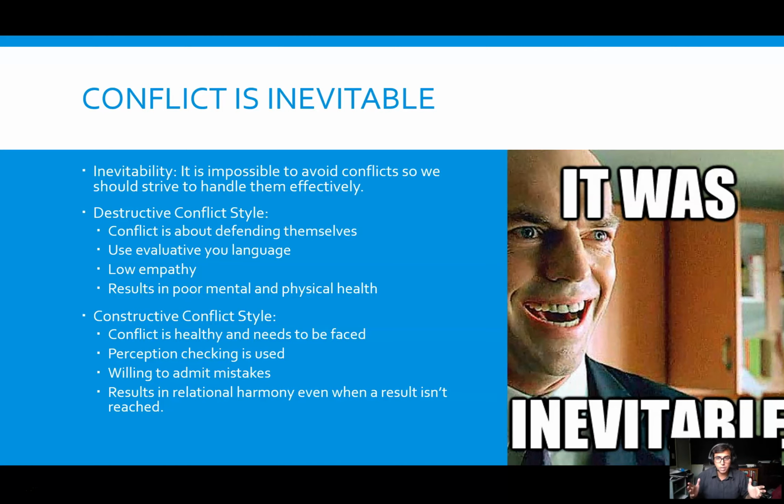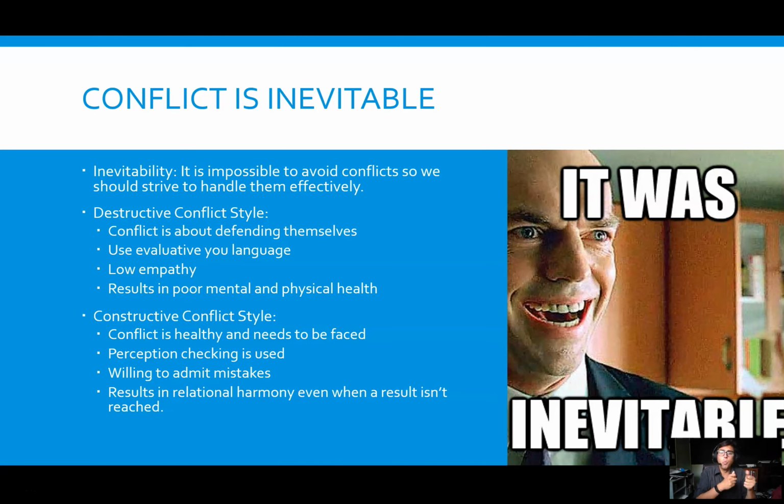What are constructive conflict styles? It sees conflict as healthy and that it needs to be faced. Anything that is human is also manageable. Conflict. When we are disagreeing on something, there's one way of going about it where I need to defend myself, so I'm not going to bring it up. Or, you know what, this is a conflict that we both don't want.